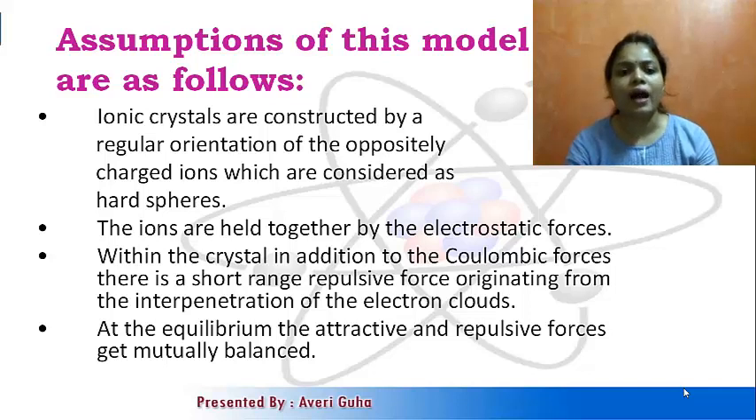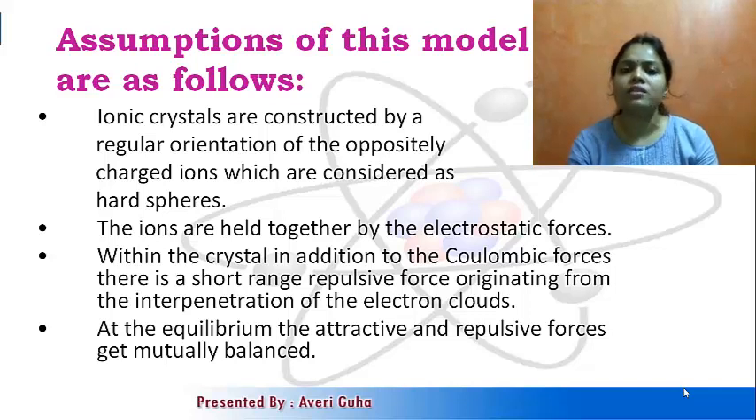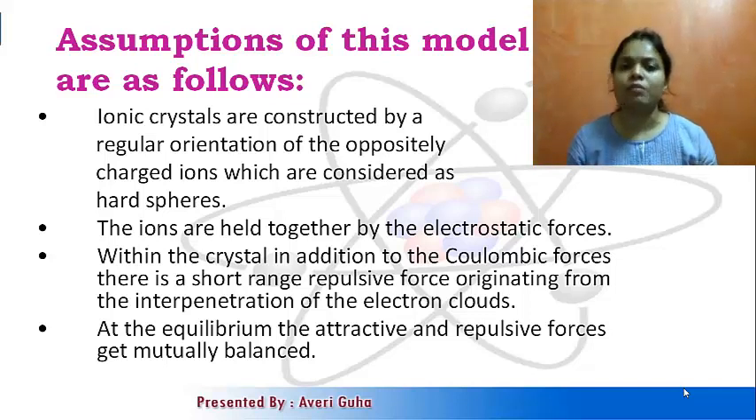They thought that the ionic crystal must be constructed by a regular orientation of the oppositely charged ions, and obviously according to them these ions must be hard spheres, incompressible hard spheres. Secondly, they assumed that within a crystal the ions are held together by electrostatic forces only. And thirdly, they assumed that within the crystal, in addition to the Coulombic forces, that means attractive forces between the oppositely charged ions, there is also a certain amount of short range repulsive forces.